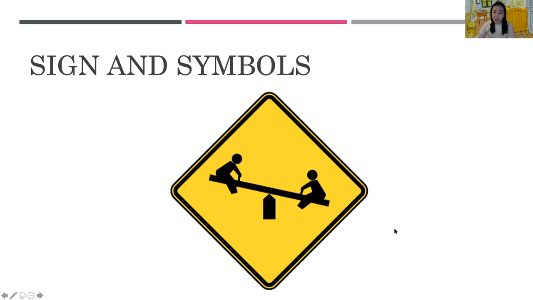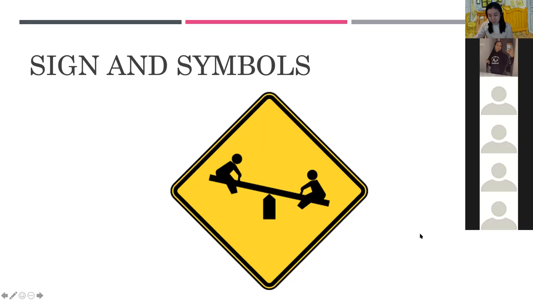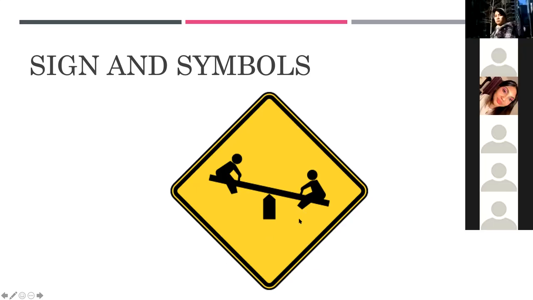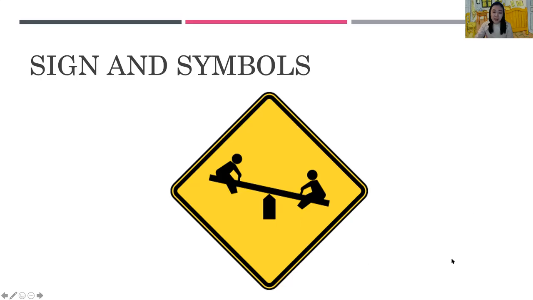All right, so let's see the example. What is this sign, everyone? What's the sign's meaning? It's a playground. Park. Yes. So that means we all recognize the symbol for children playing. And the silhouettes of two children on a teeter-totter appear against a yellow background. So it is one of the universal symbols that communicates essential information across language barriers.